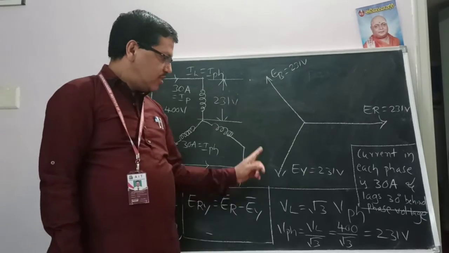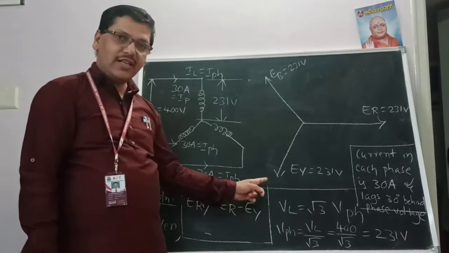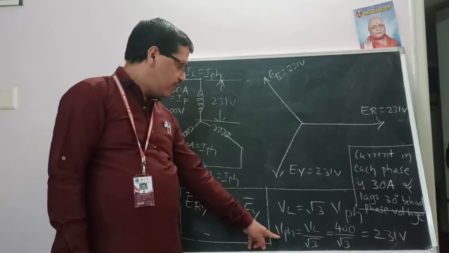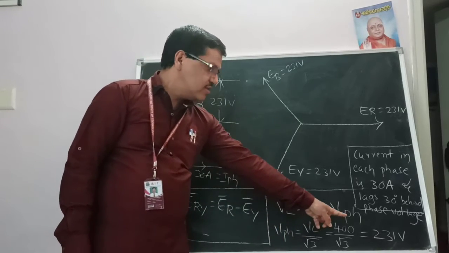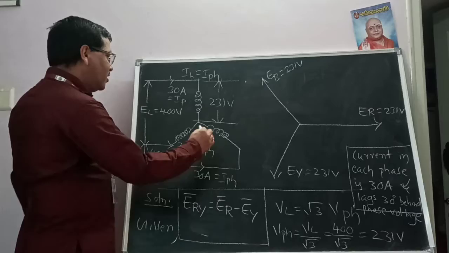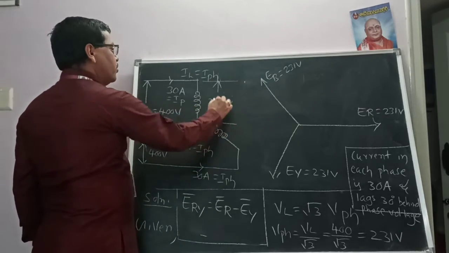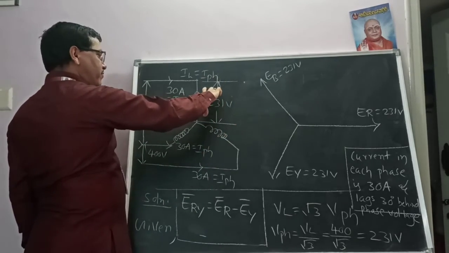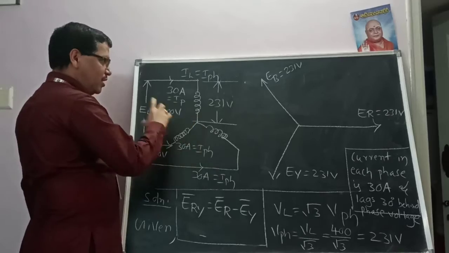The second point is we need to calculate the phase voltage. Phase voltage V phase is VL by root 3, and the answer is 231 volts. That 231 volts we will show here. In this phase it is called the phase voltage. Here also the same and here also the same.